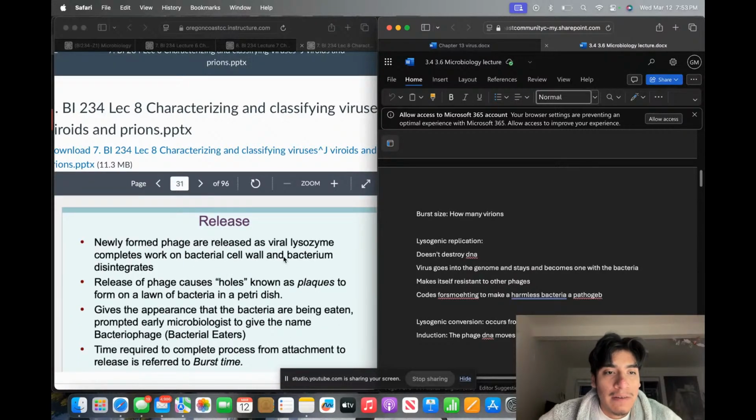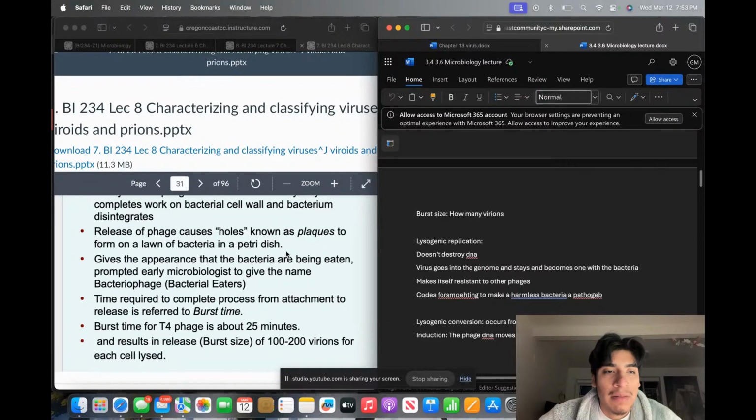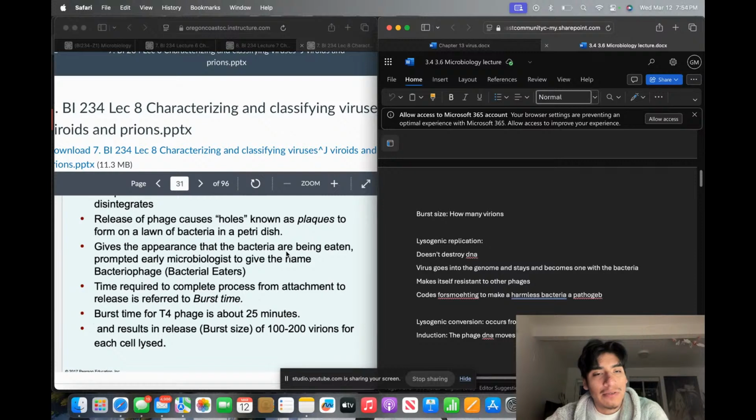Release. Newly formed phage are released as viral lysozyme completes work on the bacterial cell wall and the bacterium disintegrates. Release of phage causes holes known as plaques. So the plaques are the holes. It makes holes all over the bacteria, like holes bitten out of it.